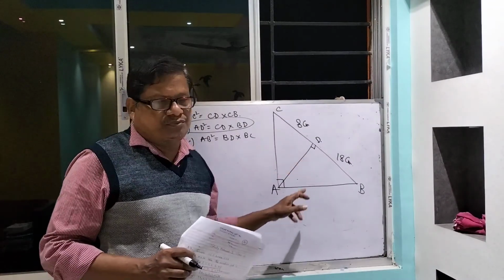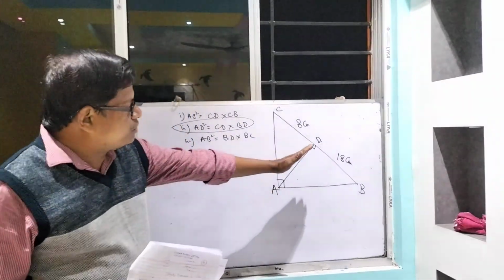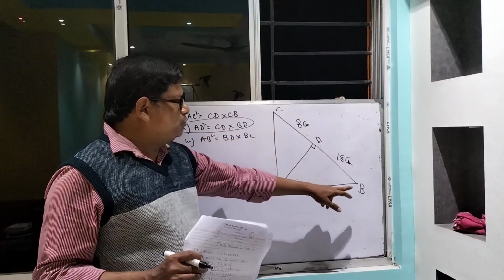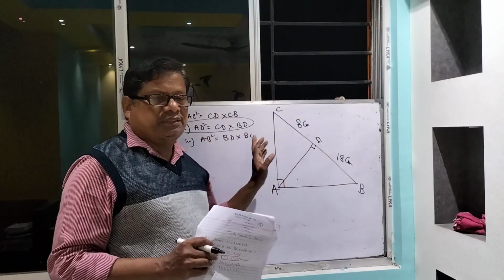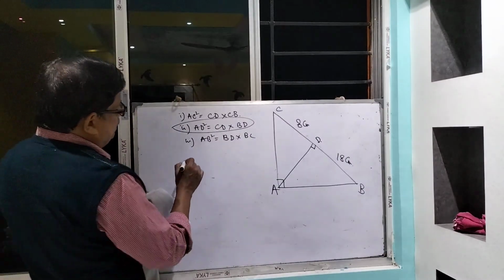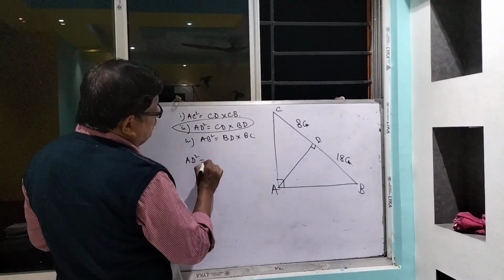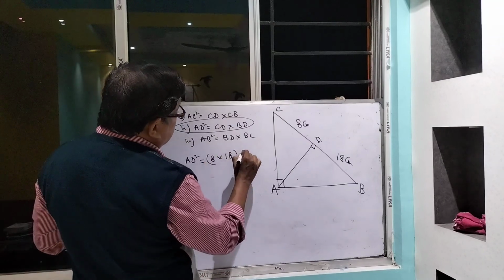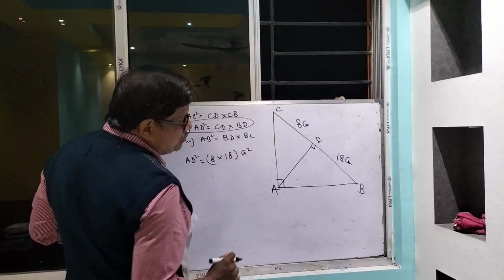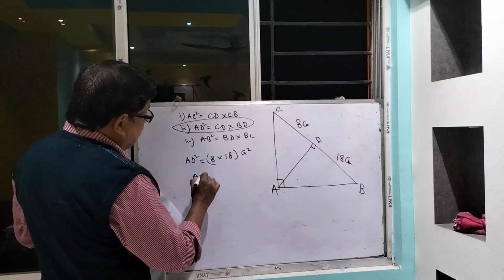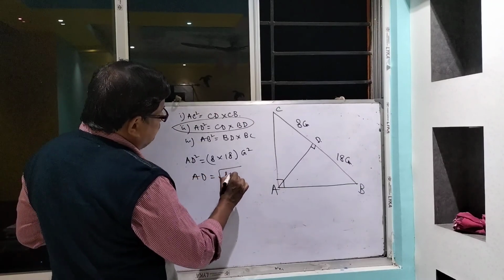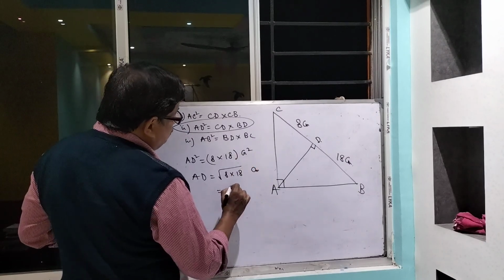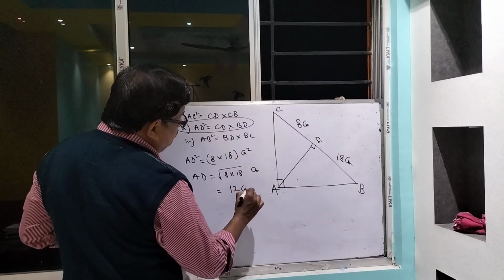So here, this was given. Find the value of AD. AD square equals CD into BD, keep in mind. So AD square, we are getting 8 into 18. The same centimeter square is there. So AD is the square root of 8 into 18, with centimeter root. So 144 will be 12 centimeters.